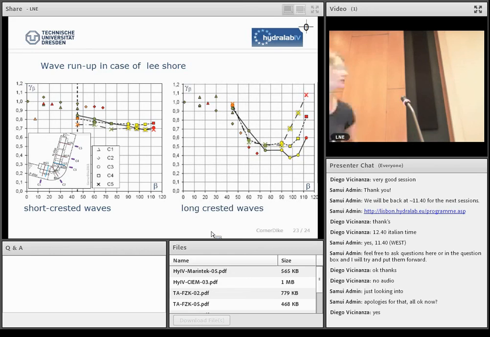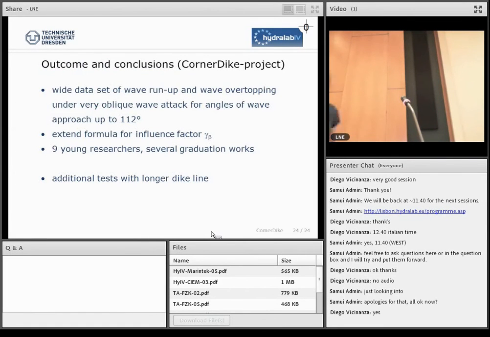So I would like to say very briefly something about our outcome. We have a wide data set created of wave run-up and wave overtopping under very oblique wave approach, and we are still discussing this, but we think we are able to extend these empirical formulas for the influence factor gamma beta. We were quite delighted that we had so many young researchers in our research group, and several graduation works were done within it.